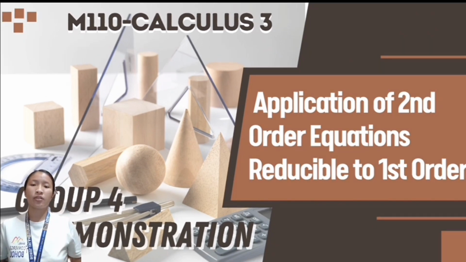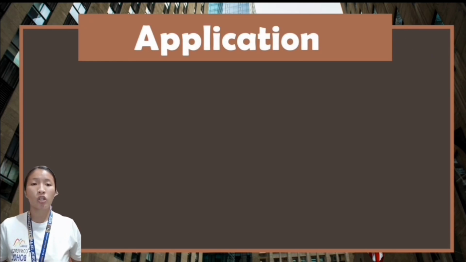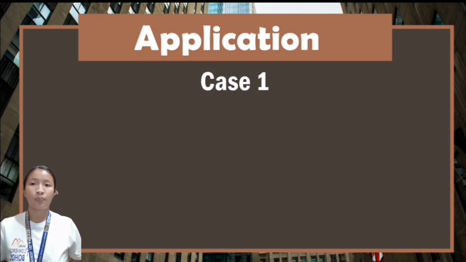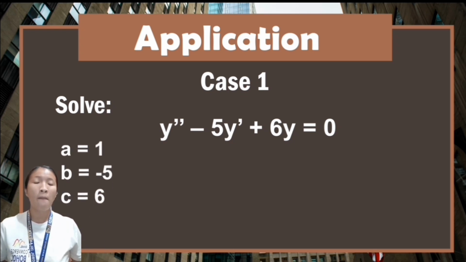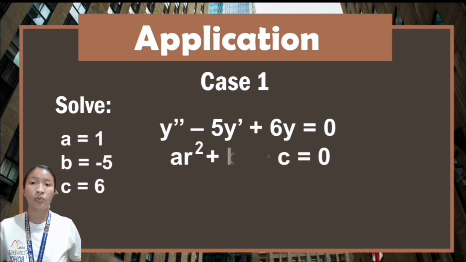Thank you, Mr. Tomac, for explaining the concept of second order equations reducible to first order. And now, let's proceed to the application of second order equations reducible to first order, which is the application of case number 1. So, solve this equation: y double prime minus 5y prime plus 6y is equal to 0.